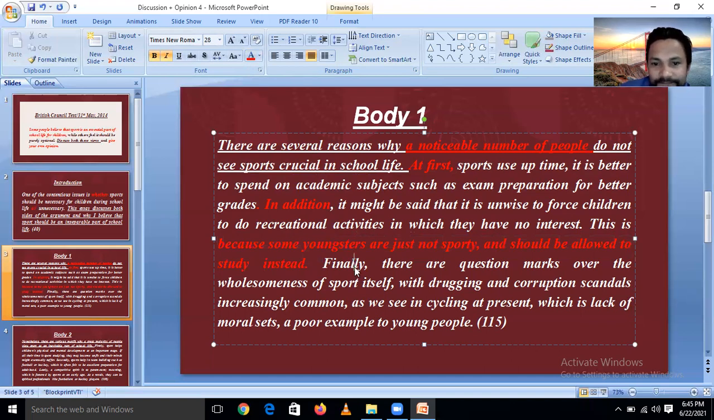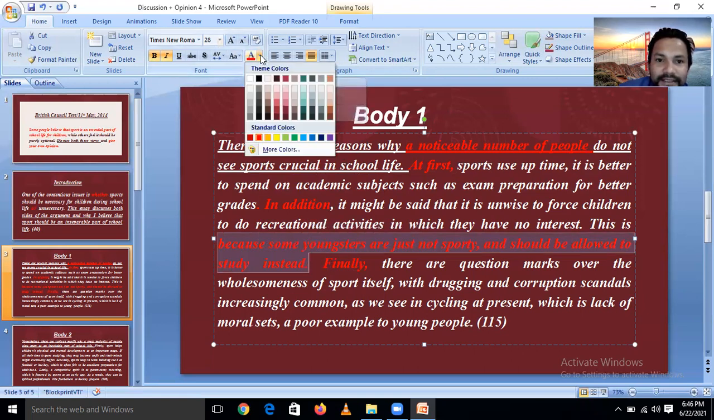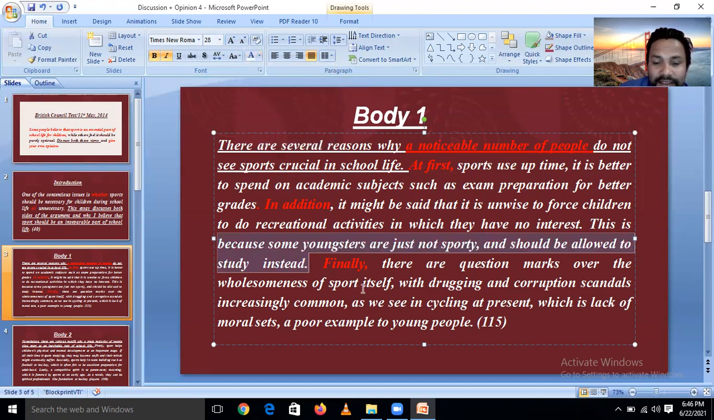Second point, let's discuss now. Finally, here there are 3 points as I said already. So there are several reasons. Look at the topic sentence. Then on the basis of the topic sentence, these three ideas are going to be written and discussed in detailed discussion. Finally, there are question marks over the wholesomeness of sports itself.